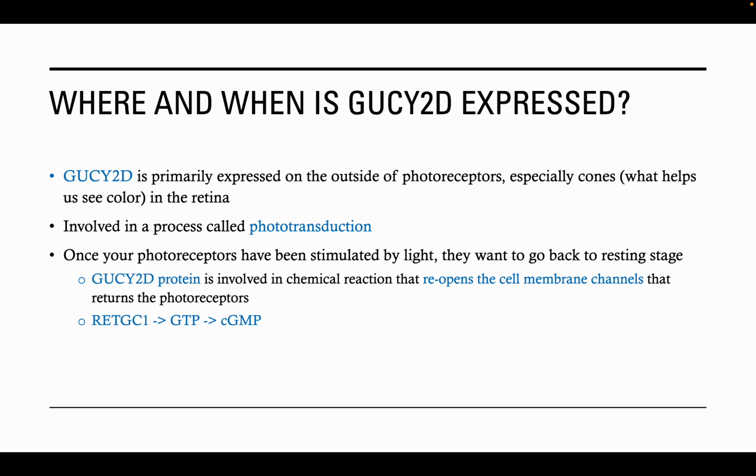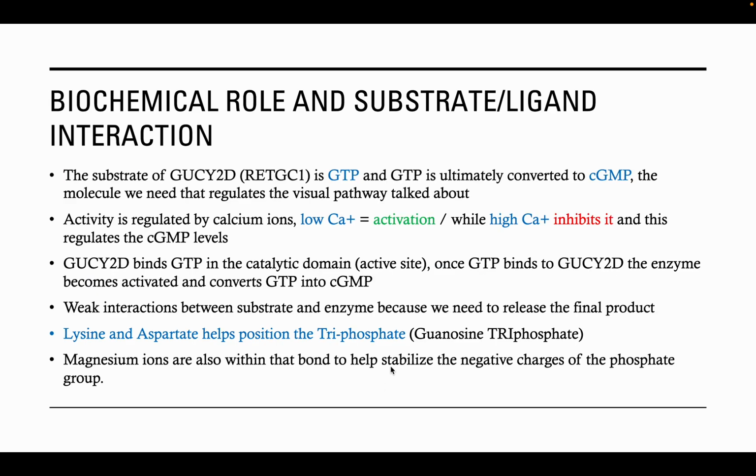So once light hits your retina, the cells want to go back to the resting state. Guanylate cyclase 2D is involved in the chemical reaction that reopens the channels and returns the photoreceptors to rest, so that the cascade can happen again. Basically, guanylate cyclase 2D will code for RET-GC1, which in turn converts GTP to cGMP, as shown here. So it has a pretty crucial role biochemically, with some substrate and ligand interactions as well.